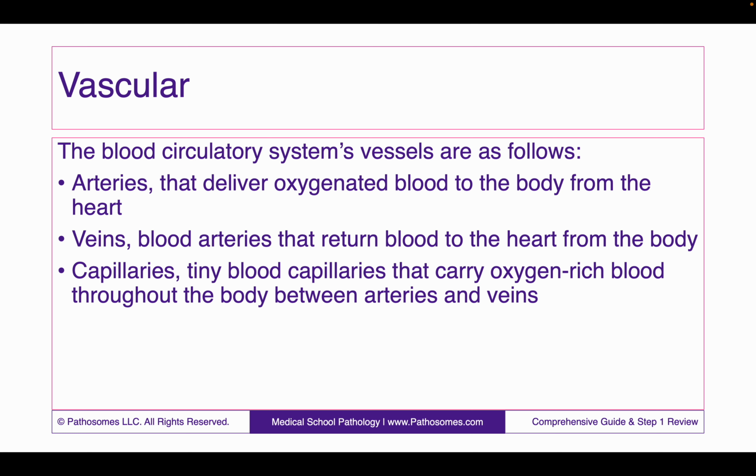Regarding vascular pathology, the blood circulatory system's vessels are as follows. Arteries deliver oxygenated blood to the body from the heart. Veins are blood vessels that return blood to the heart from the body. And capillaries are tiny blood vessels that carry oxygen-rich blood throughout the body between arteries and veins. This is where the oxygen diffusion occurs.